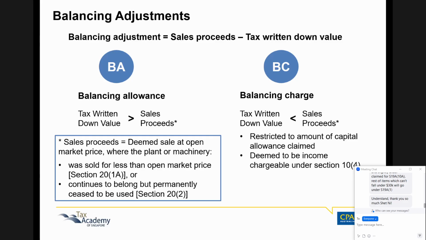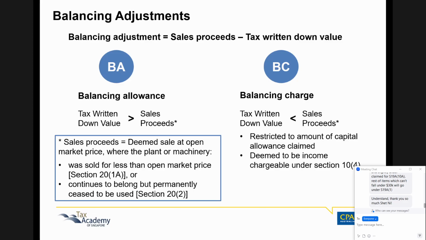Sales proceeds, we would look at it as the deemed sale at open market price, if it is sold for less than the open market price, or it continues to belong to the person but permanently ceases to be used. So we look at the two figures, the tax written down value versus the sales proceeds. If the tax written down value is bigger, then there's a balancing allowance. If the tax written down value is less than the sales proceeds, we compute what we call a balancing charge. Later we'll look at examples for easier understanding.